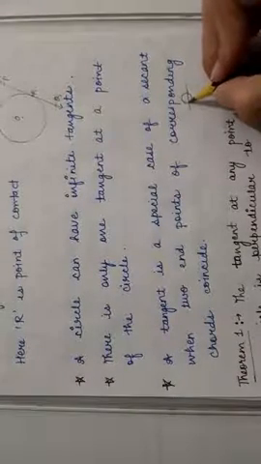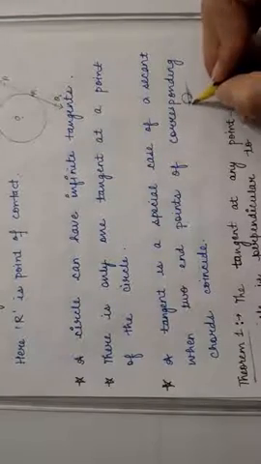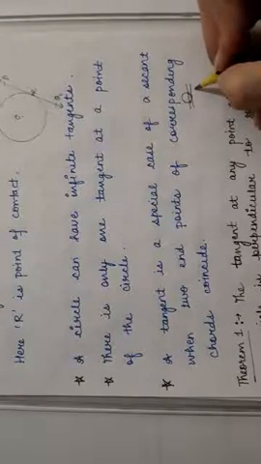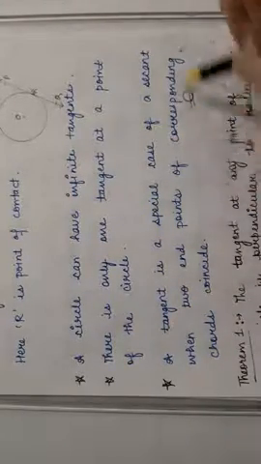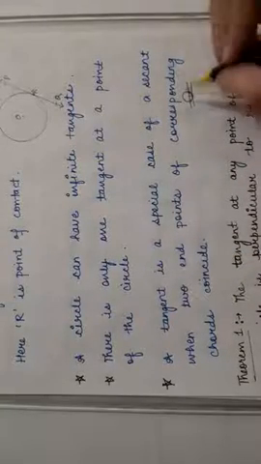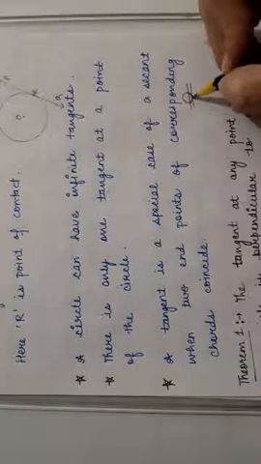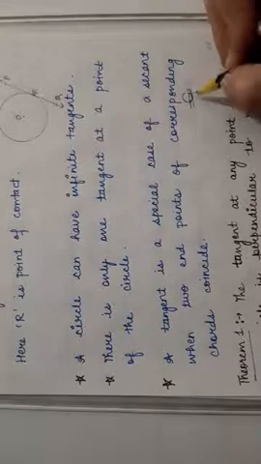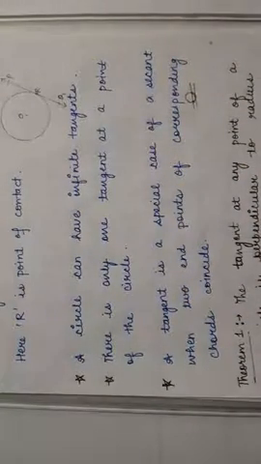The next is a tangent is a special case of a secant. Naturally, if you see carefully, we have a circle with us and this is the secant. Now, if these 2 points coincide, if these 2 points become a single point, then this secant will become a tangent. So a tangent is a special case of a secant wherein the two endpoints of corresponding chords coincide. These are the two endpoints of a chord. When these 2 points coincide, that means they become a single point, then that line which was secant becomes a tangent. So a tangent is a special case of a secant.